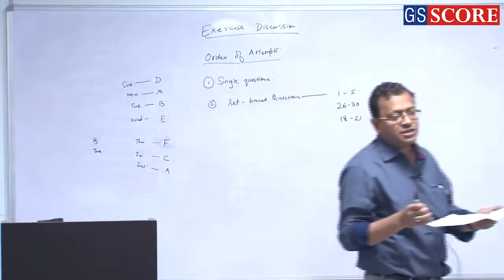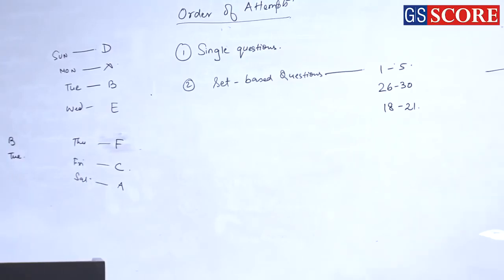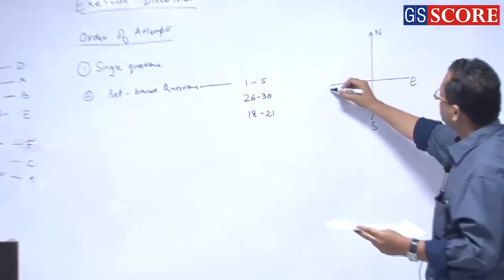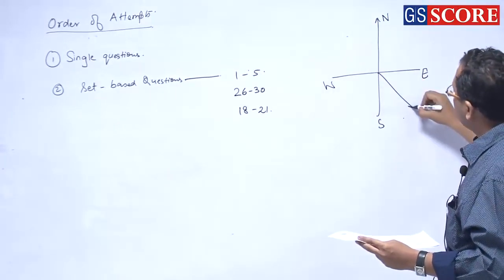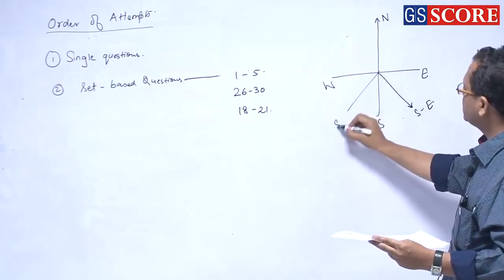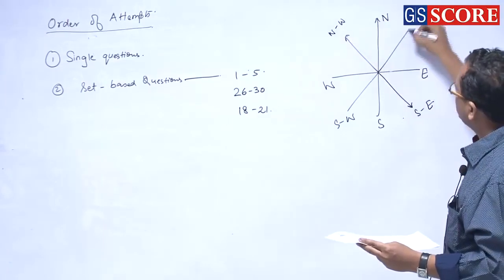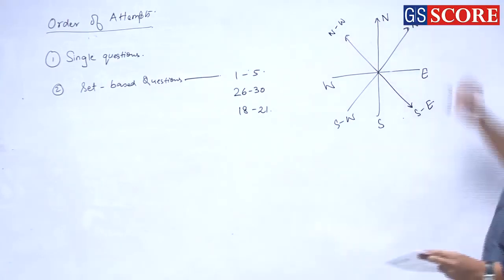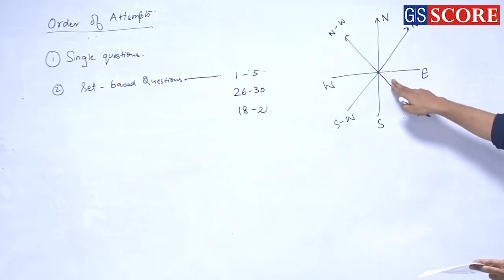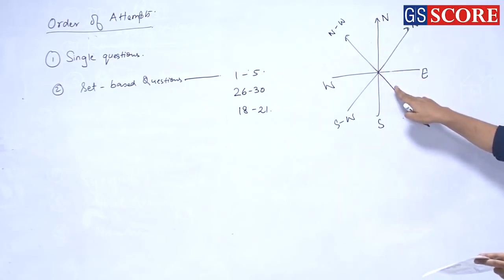I think this is a very easy question. Southeast becomes north, which means if I draw the directions: north, south, east, west, southeast, southwest, northwest, and northeast. Clear or not? If this becomes north, everything gets shifted by 135 degrees, 90 and 45 is 135 degrees.